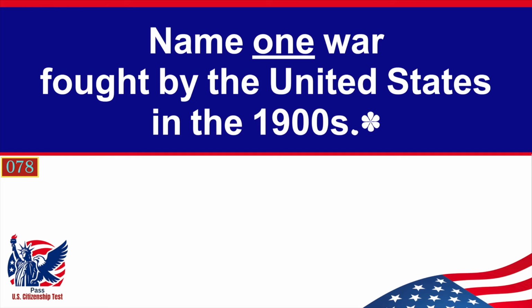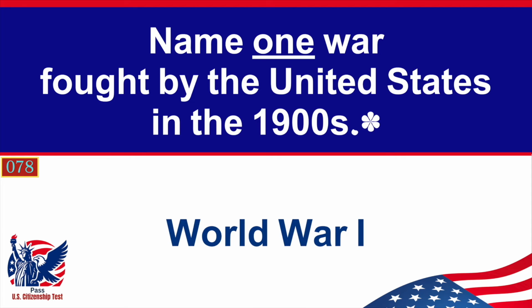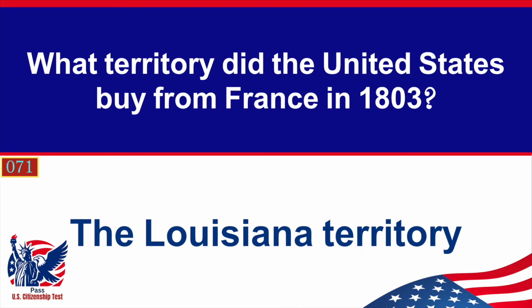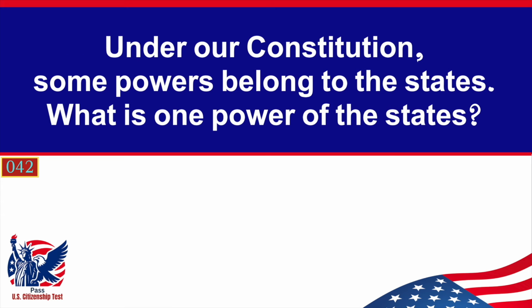Name one war fought by the United States in the 1900s. World War I. What territory did the United States buy from France in 1803? The Louisiana Territory. Under our Constitution, some powers belong to the states. What is one power of the states?